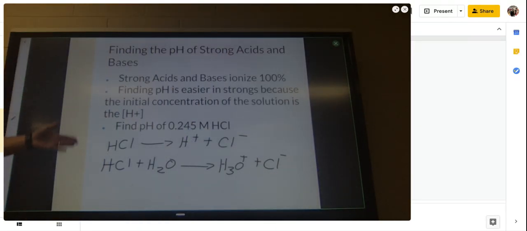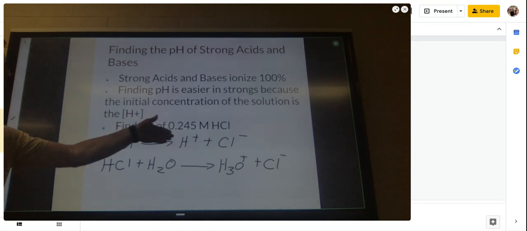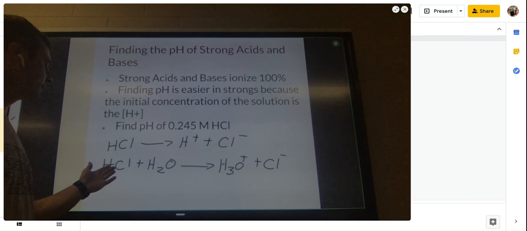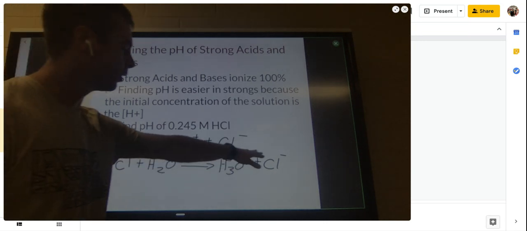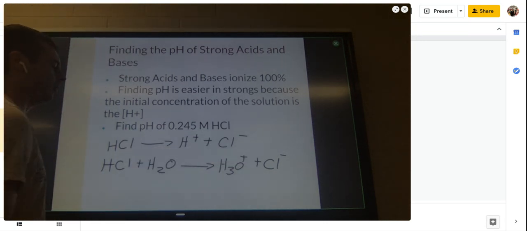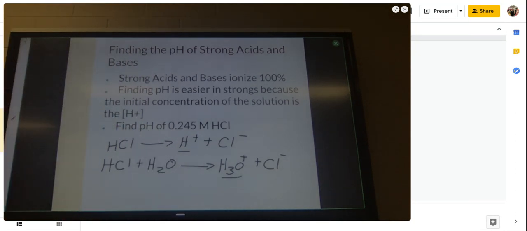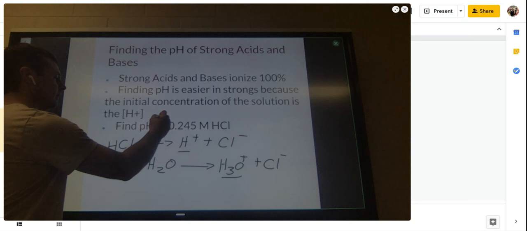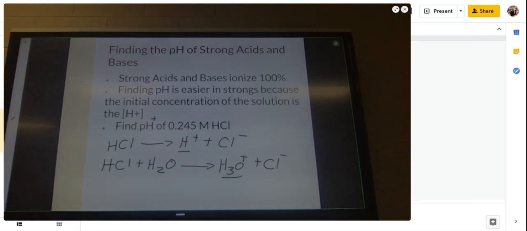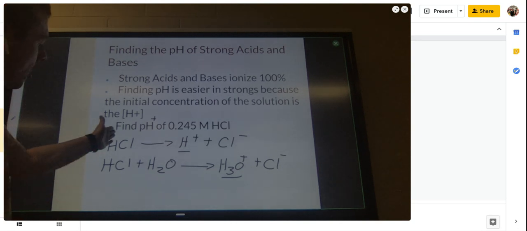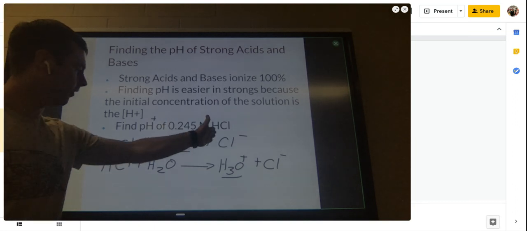Both of these reactions are exactly the same. HCl breaking into H plus and Cl minus, or HCl reacting with water to make H3O plus and Cl minus. To figure out what the pH is, it's the negative log of the H plus. So we have to figure out what the H plus is. Here's the nice thing. I want you to notice that all of these things are 1-to-1 ratios. That's 1, that's 1, that's 1.